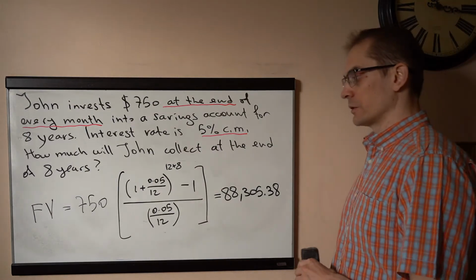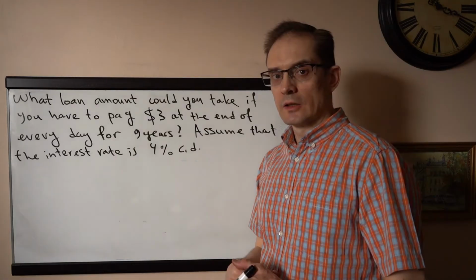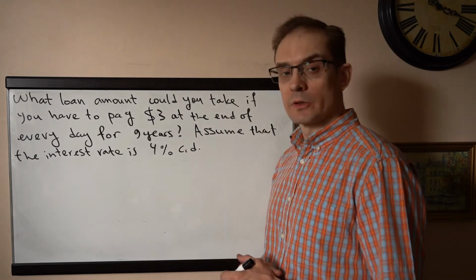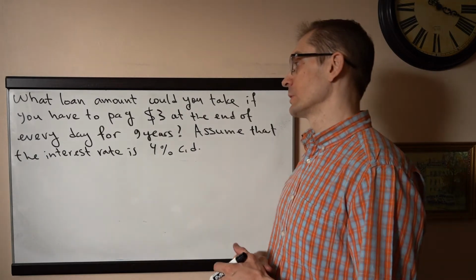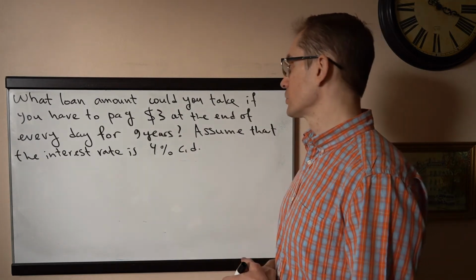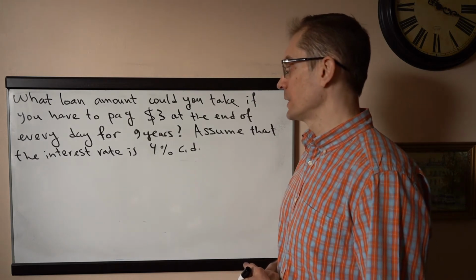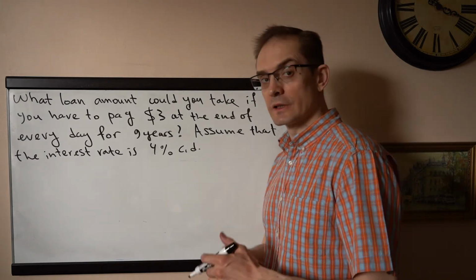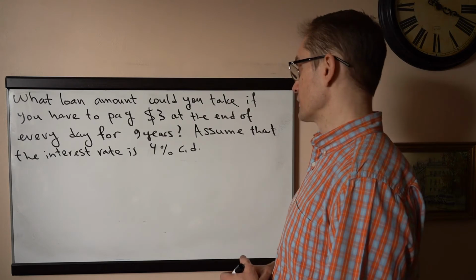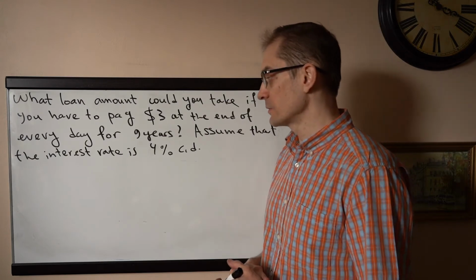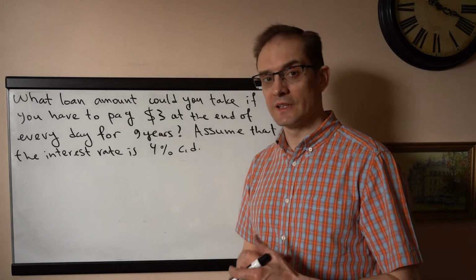Okay. Let's now check out another example. In our next example, we'll be looking for present value. So let's ask this question. What loan amount could you take if you have to pay $3 at the end of every day for 9 years? Assume that the interest rate is 4% compounded daily.